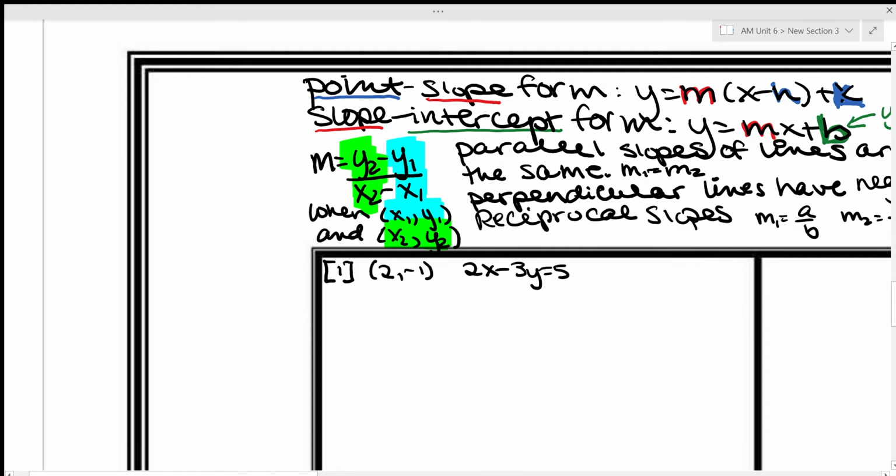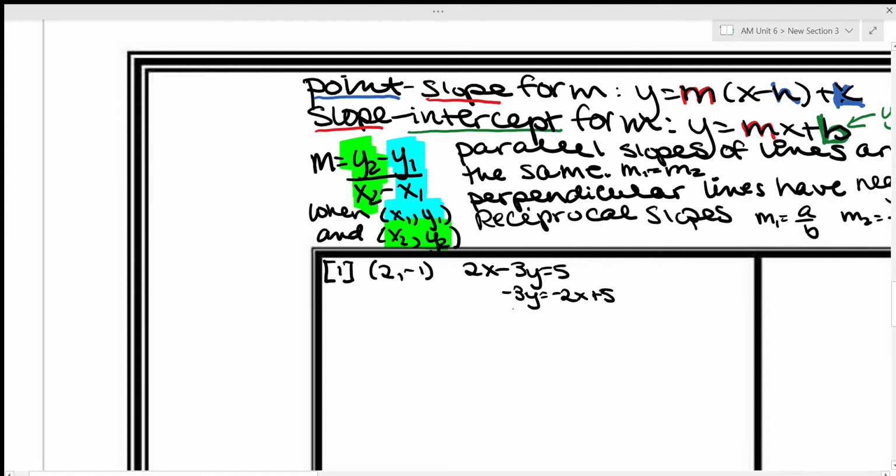Okay, so the first thing we need to do is find the slope of that equation. Anybody have an idea of how we find the slope? Get y by itself. Good. Okay, so when I do that, I'm going to have my negative 3y equals negative 2x plus 5. Is that part okay so far? Do you guys see what I did?